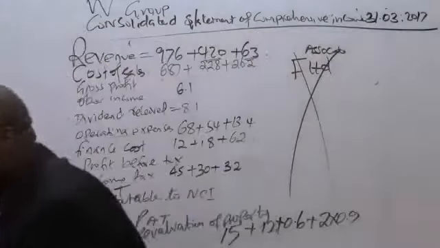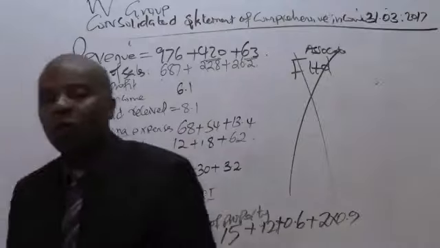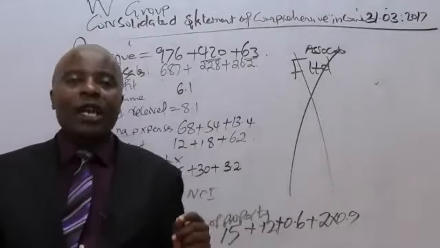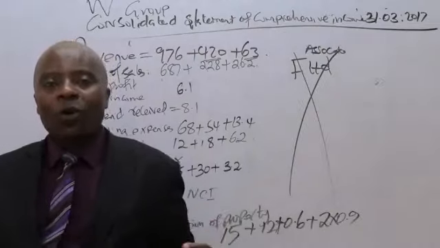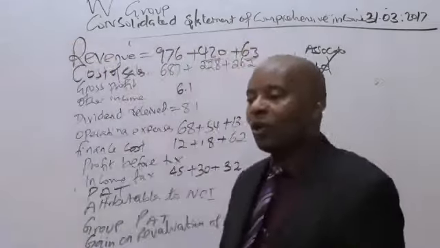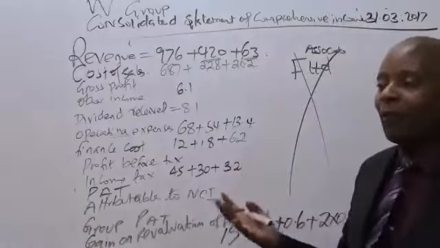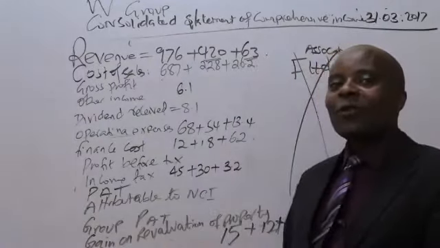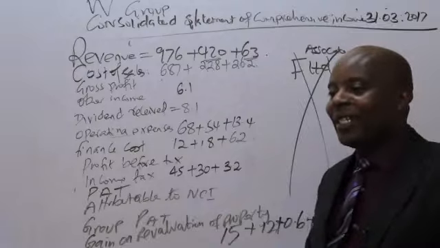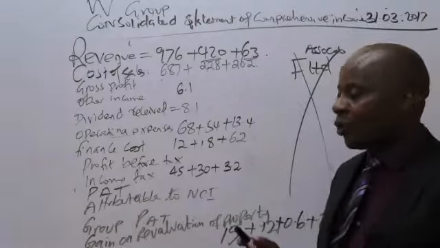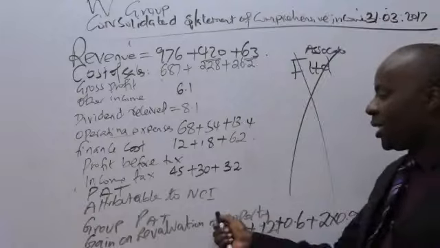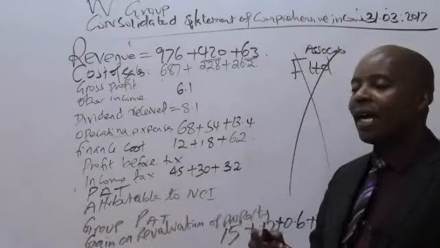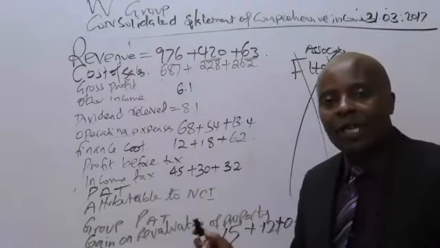Ladies and gentlemen, remember, I'm not here to complicate your life. I'm here to make your life easier, to show you how you can harvest what we normally call low-hanging fruits. And the very first low-hanging fruit that I would want everybody to understand here today is all these items that come after other comprehensive incomes.